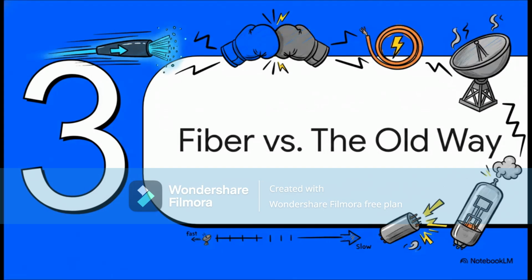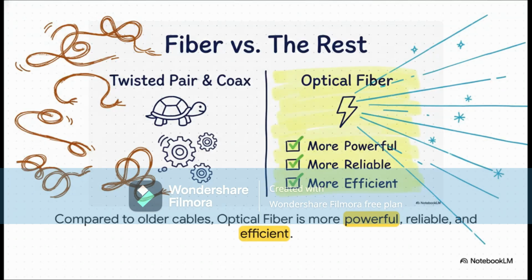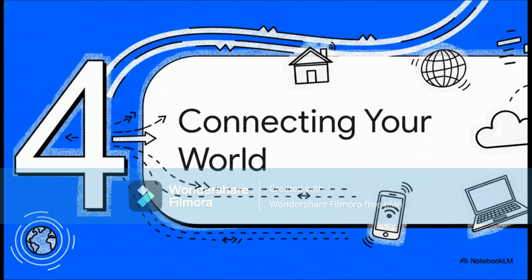So we know fiber is fast and efficient, but how does it really stack up against the older cables it replaced? Let's put them head to head. Yeah, this image says it all, doesn't it? On one side, you've got the old-school copper cables, kind of like the slow and steady turtle. And on the other, you've got optical fiber, the lightning bolt. And it's not just about speed. It's way more powerful, meaning it carries more data, it's more reliable because other signals don't mess with it, and it's way more efficient, with almost no signal loss. It's a total upgrade.